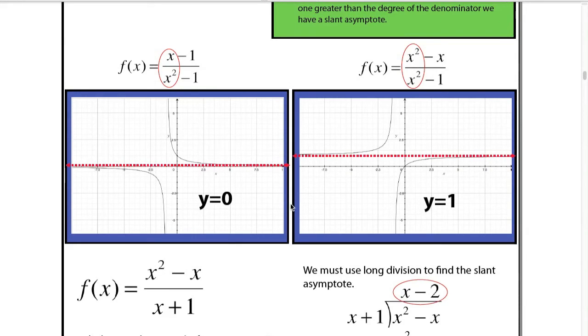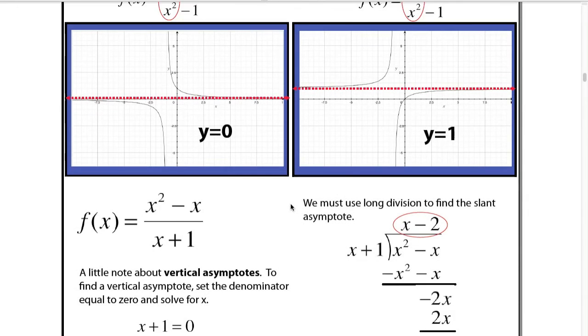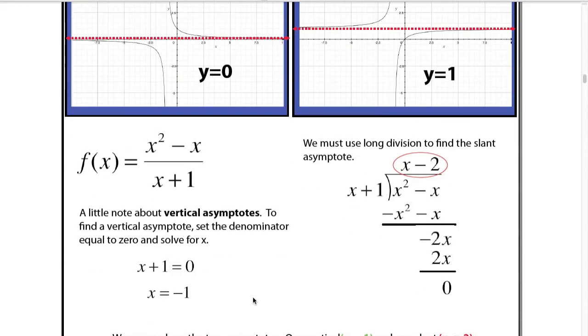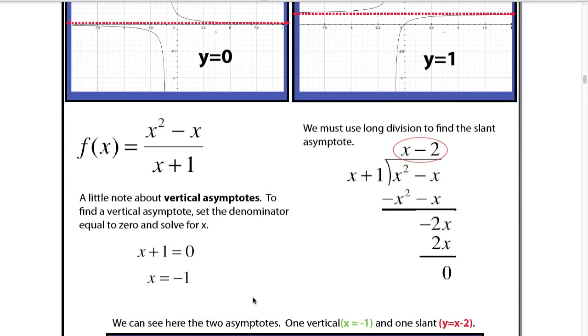The more difficult one, and you don't really need to know exactly how to do this right now, we will get to in Chapter 2. But since we're talking about it, we're going to go ahead and look at it. This particular one has a situation where the degree is exactly 1 larger. In general, here's what works.